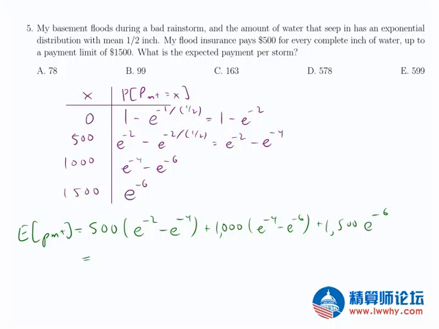When I evaluate all of this, I end up getting that the total expected payment is 78.1. And so my answer is answer choice A.